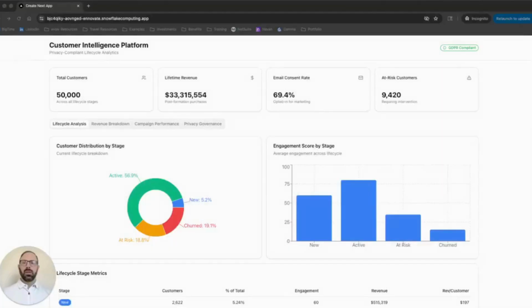So stepping back, the idea behind this platform is to move beyond static reporting. By unifying lifecycle data in Snowflake, organizations can understand where every customer sits in their journey, identify risk earlier, unlock cross-sell and repeat purchase opportunities, and ensure all engagement happens within privacy and governance controls. That's what ultimately turns customer data into something that actively drives growth.